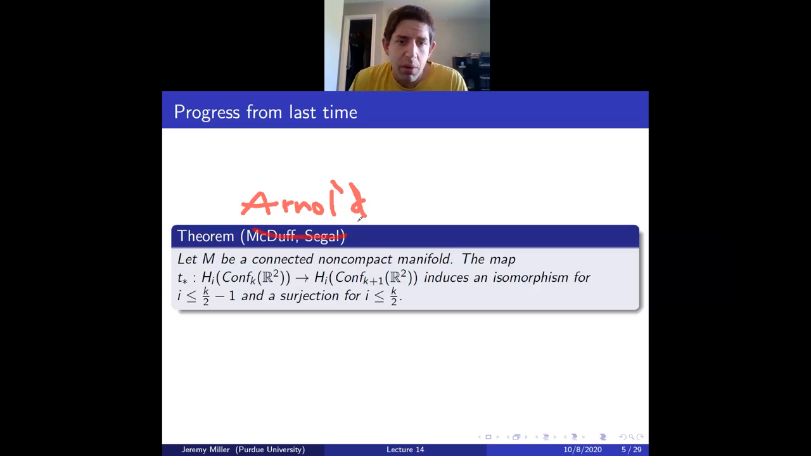So last time what we did was we proved the theorem in the case that the manifold is R2. This is originally due to Arnold. I think I've heard Russian people pronounce it like Arnol'd or something, and I think I got the apostrophe in the correct place. Last time we proved homological stability in the case of R2, and the goal today is to leverage that to prove it in the case of general manifolds. Any questions?